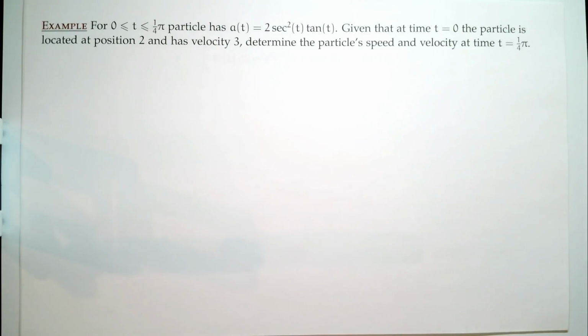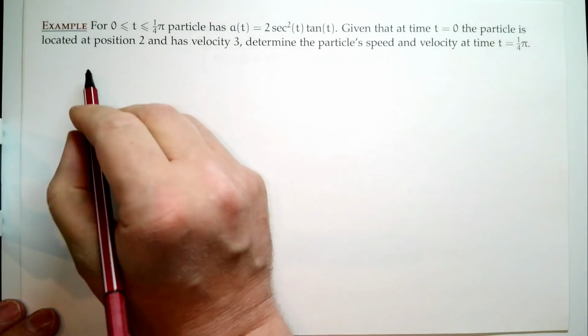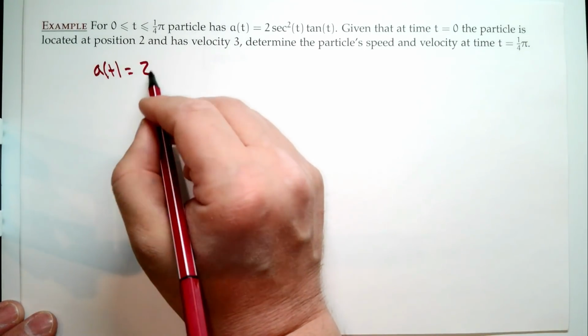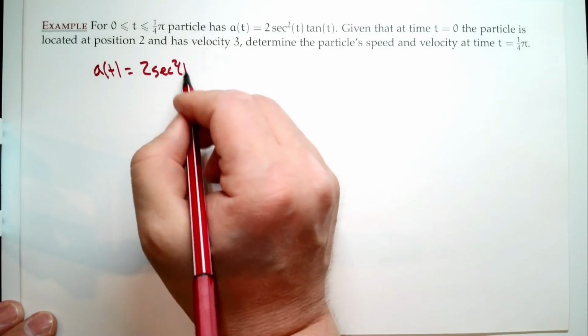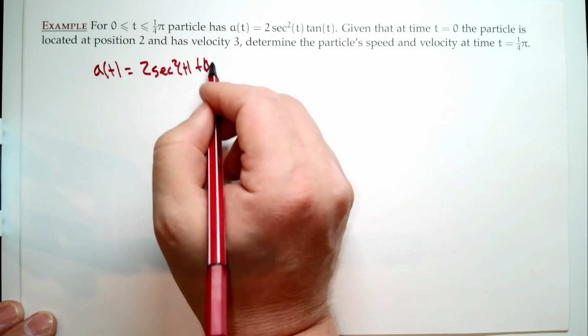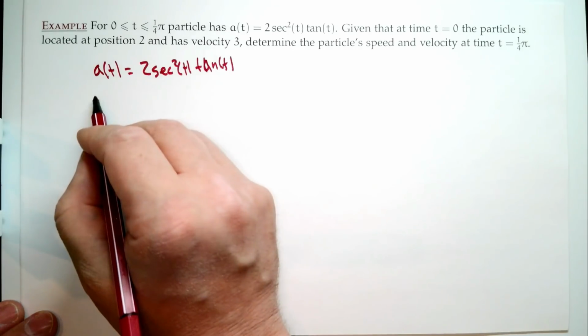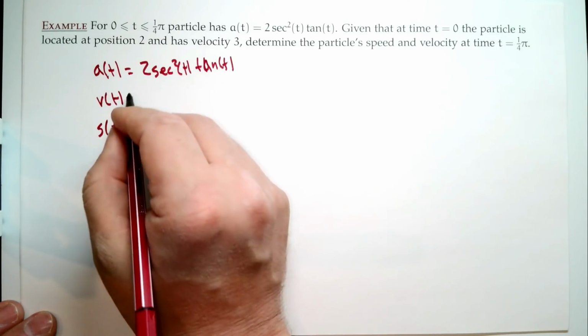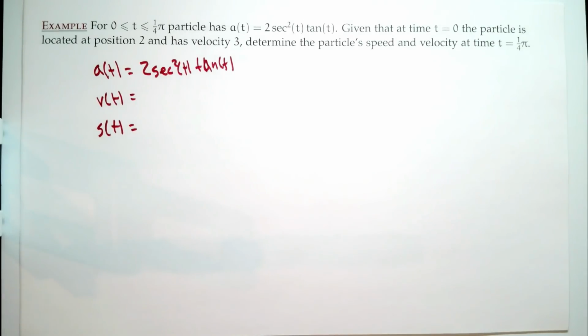In motion, we have 3 aspects. We have acceleration, which we'll write as a of t, and this is something we already know: 2 secant squared t tangent t. Then we have velocity, which we don't know. And then we have position, which we also don't know. But we're going to figure those out. And the way we think about this is we say, okay, how are things related? So, for instance, how are acceleration and velocity related to one another?